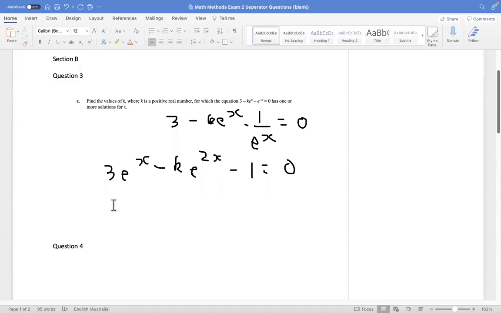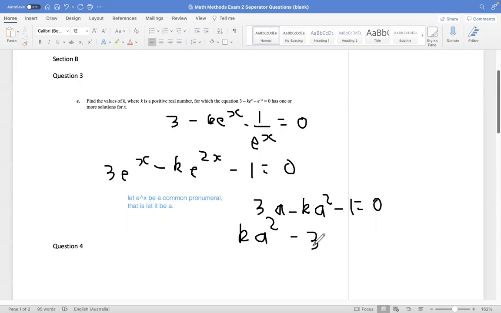So now what I'm going to do is a common method, and it's called the substitution method. So I'm going to let e^x be a common numerator. That is, let it be a. So then now we have 3a minus ka squared minus 1. So that's equal to 0. Now, what can I do next? The next thing I can do is make this ka squared minus 3a plus 1, because I'm just putting it as a quadratic.